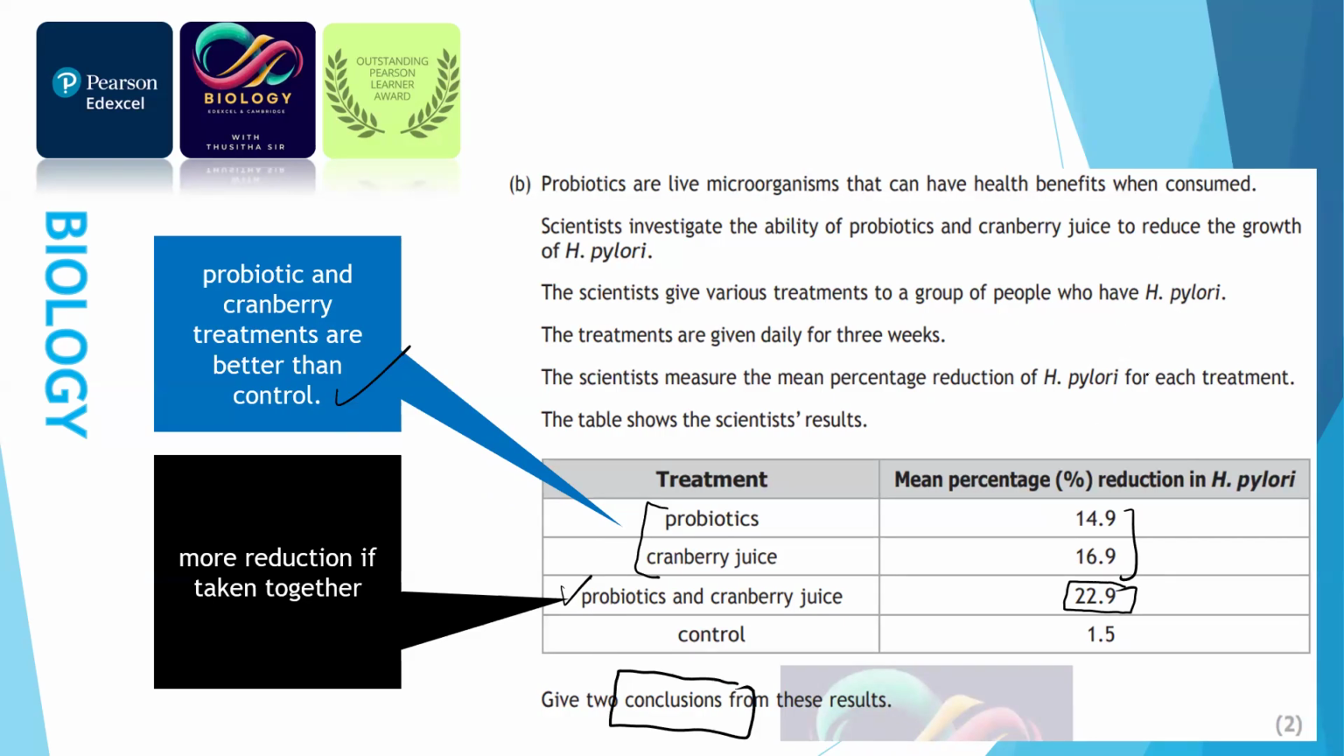Most highlighted thing, give in short form. As you learn this, next time, apply the theory, pick the most important thing, and then write. So these are the 2 points you're going to write here. Probiotic and cranberry treatments are better than control. The highest reduction is coming from probiotics and cranberry used together. Also, try to remember the formats and the methods. That's very important because when the next question comes, try to fit this information into the format.